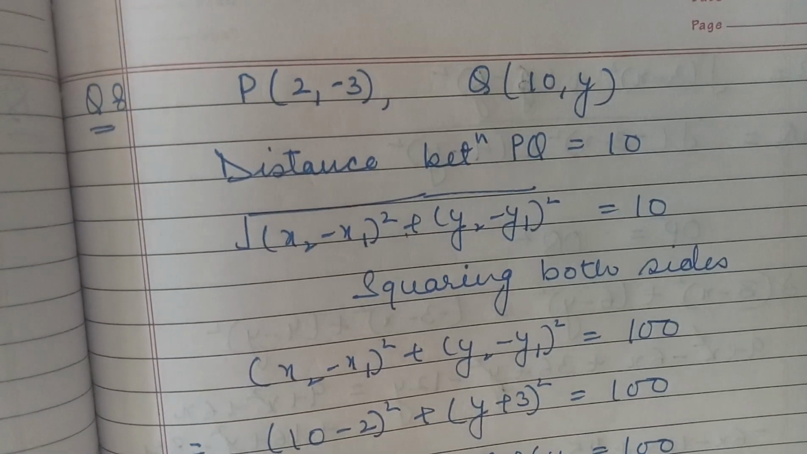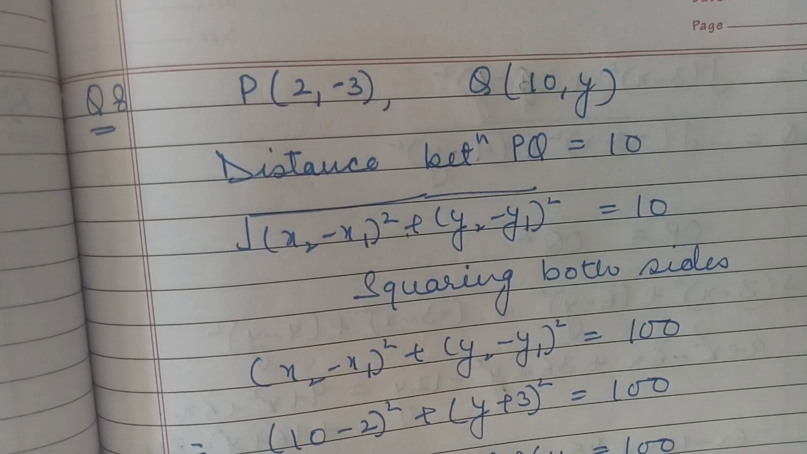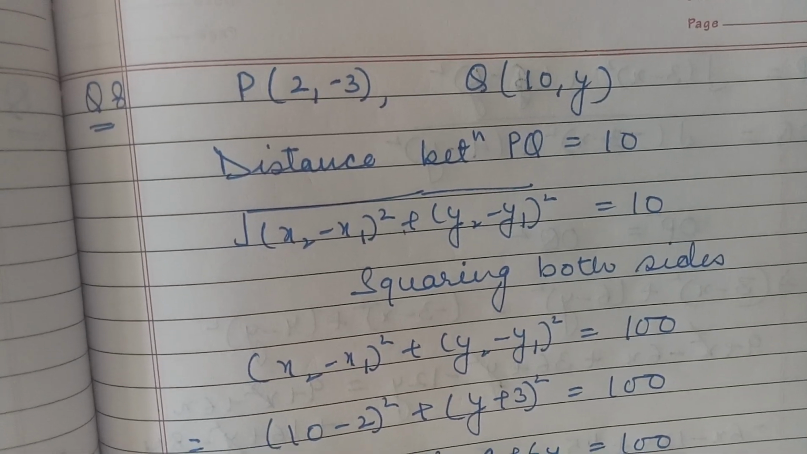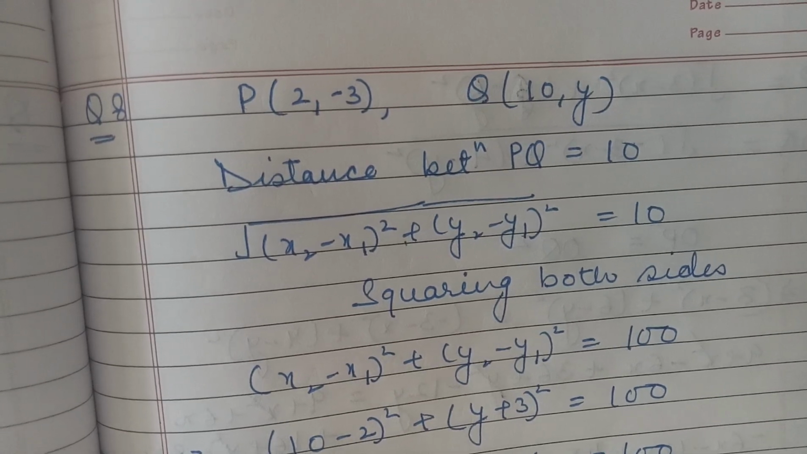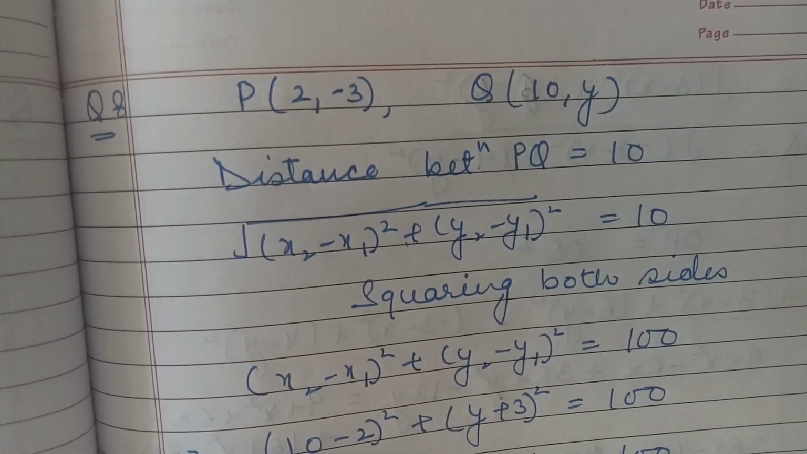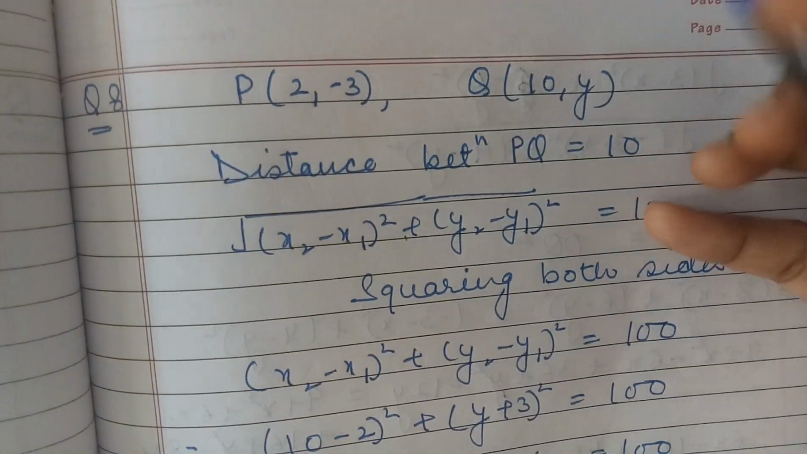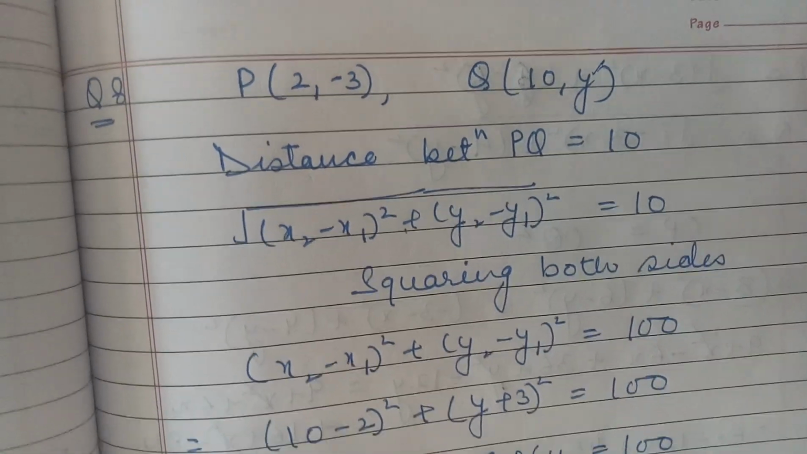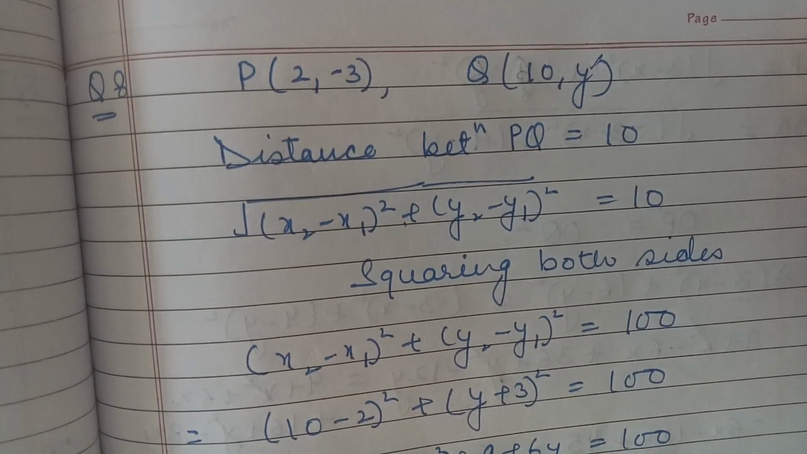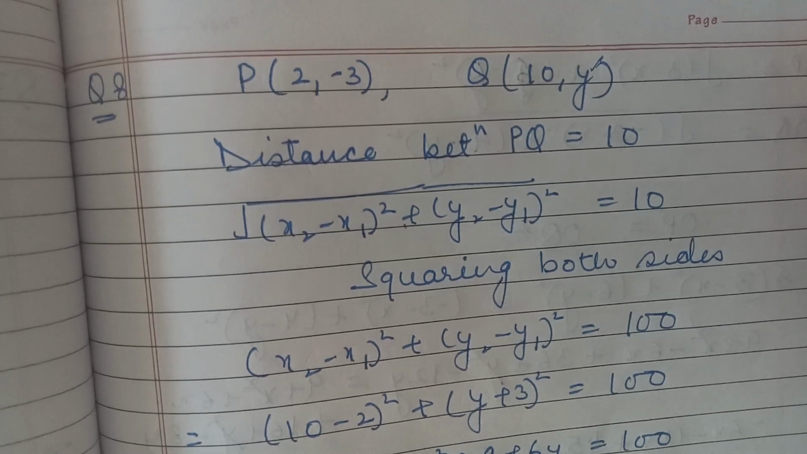8. So the question number 8, let's first of all read the question. Question number 8 is also important from the board point of view. The question is that we have to find out the value of y, for which the distance between P and Q is 10 units.